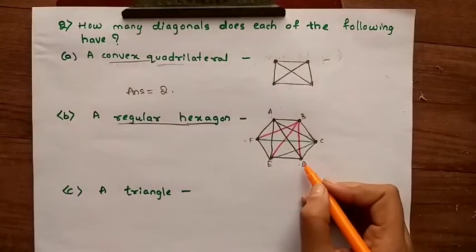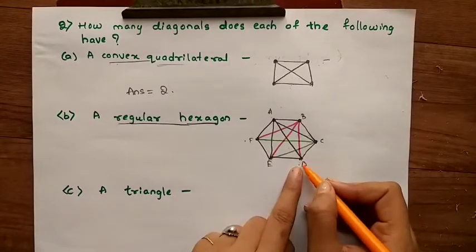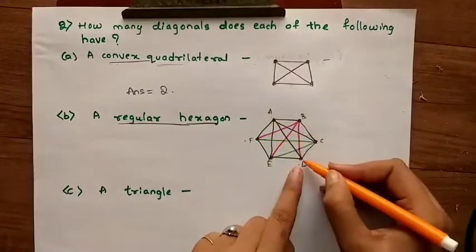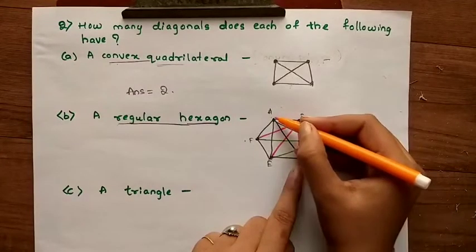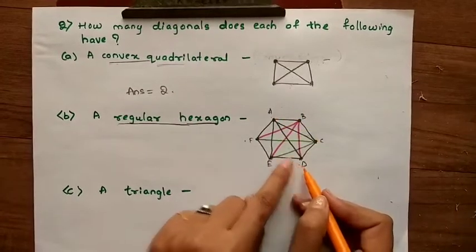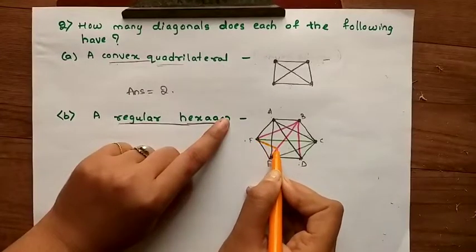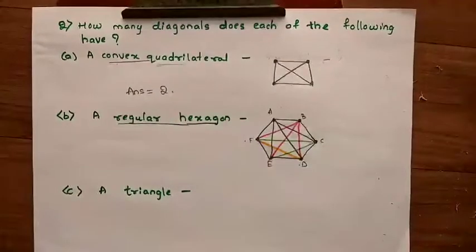Next, from vertex D. D's opposite vertices are B, A, F. D to B is already connected, so we should not redraw this diagonal. And D to A is also connected, so we should not redraw it. And D to F is not connected. Now join D to F, which is a new diagonal from the vertex D.